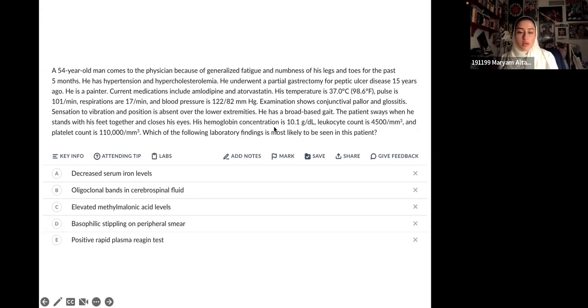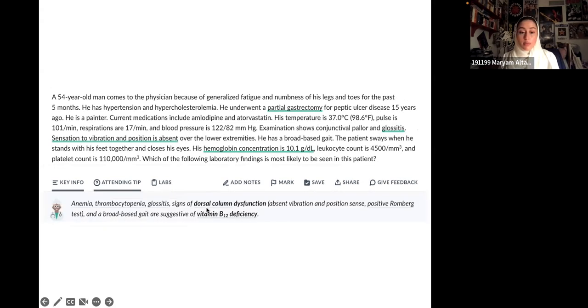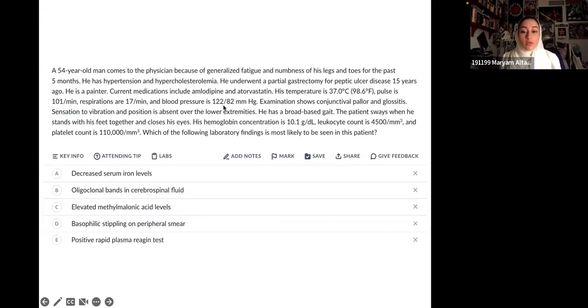Leukocyte is, I think, a bit low or borderline, and platelets are low. Okay, so everything is low. Which of the following laboratory findings is most likely to be seen in this patient? So, like you guys correctly said, this patient has vitamin B12 deficiency and subacute combined degeneration. How do we know that? We know that because of the neurologic symptoms he's presenting with. The broad-based gait, positive Romberg test, loss of vibration and proprioception, okay, as well as the pallor and the glossitis.